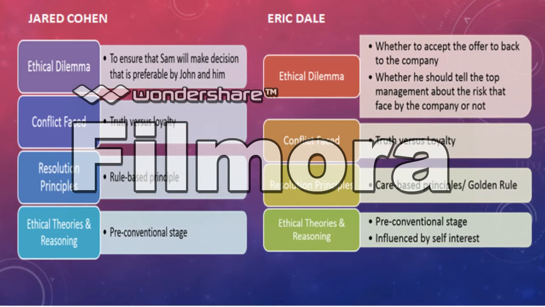The third character is Jared Cohen. Jared Cohen has a role as head of the investment division of the company. Jared is in a dilemma when he needs to solve the problem facing the company. Besides, he was not sure how to act as head of his department as he holds the position at a youthful age. He is very careful before taking any actions to avoid making any problems that could harm the company.